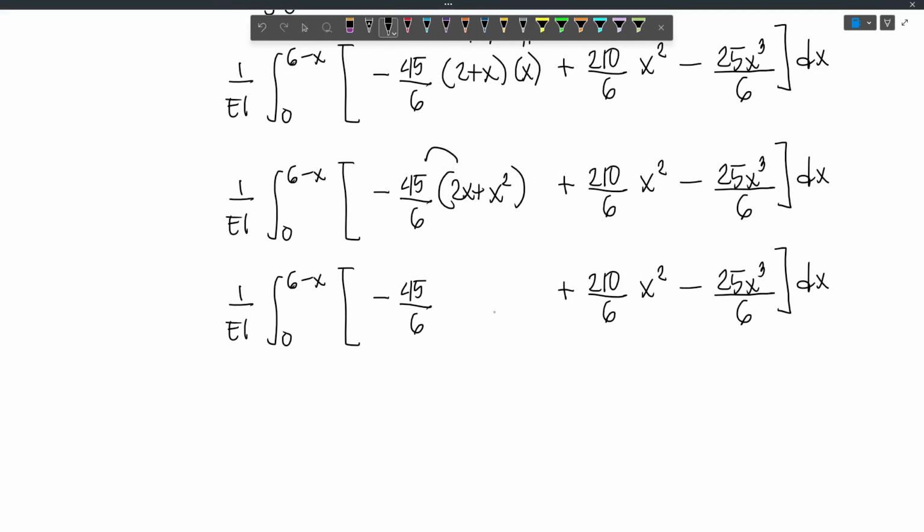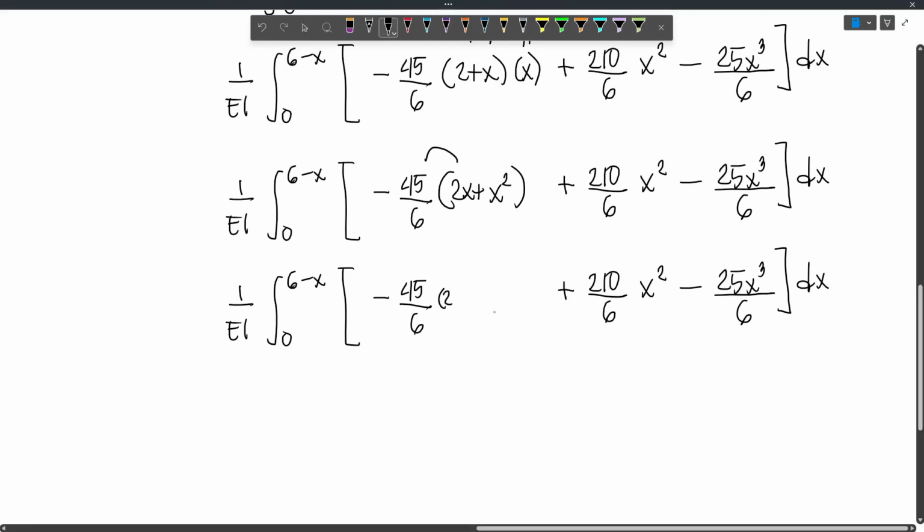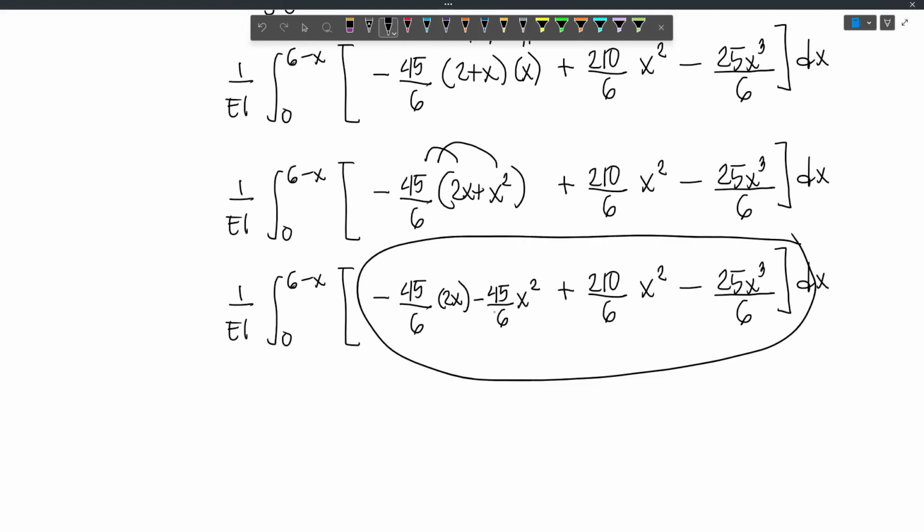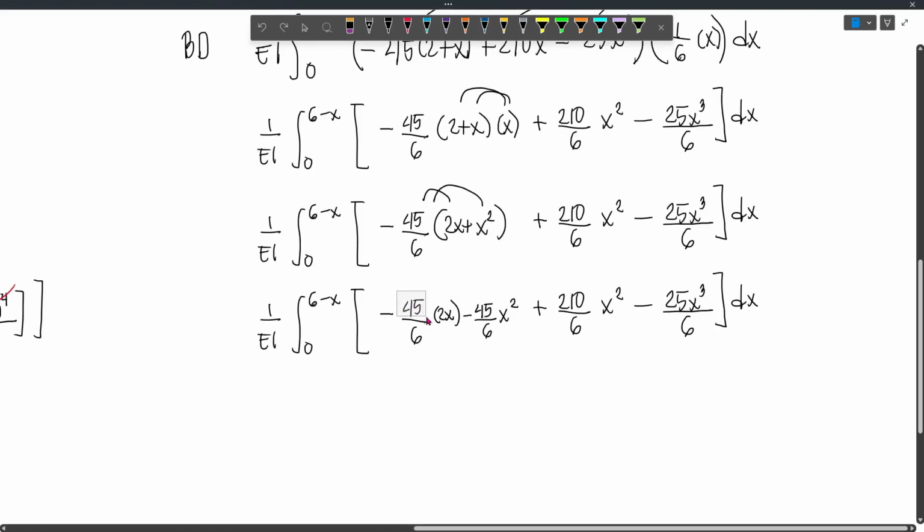Distributing this one, magiging negative 45 over 6 times 2x. And then, distributing this one, magiging negative 45 over 6 times x squared. And so, ito na yung expression that we will integrate. Now, itong 45 saka 2, i-join ko na lang. Magiging 90. And then, ito, mawawala. Now, you can join the like terms to simplify your solutions.